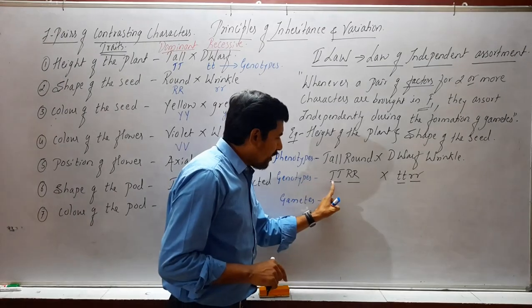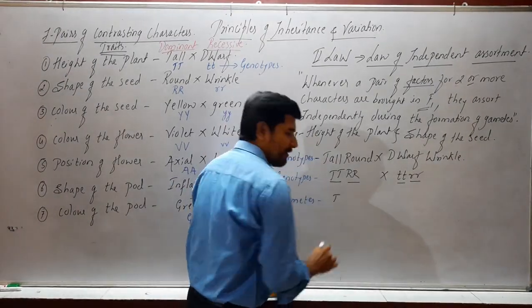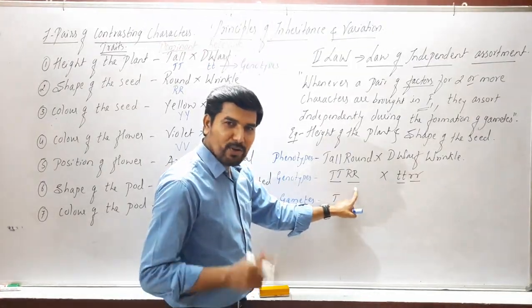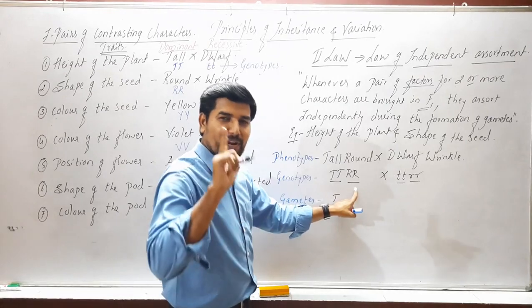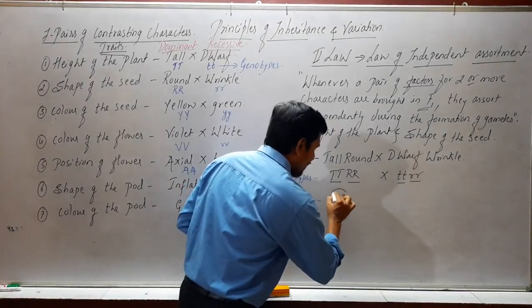In the tall plant, look at these two letters, both are the same. So we are going to write only one T. Look at the round character, two capital R are there. Out of these two, as it is in homozygous condition, we are taking only one character. That means we are going to write a capital R, round it.